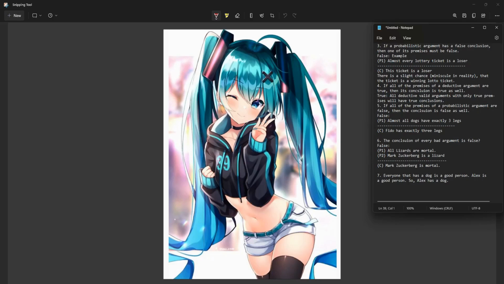But I could just say the example of a possibility is that Alex does not have a dog despite being a good person, which is pretty logical.